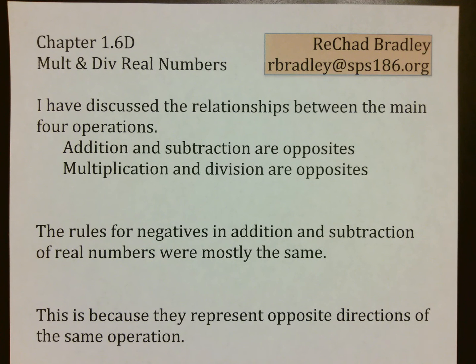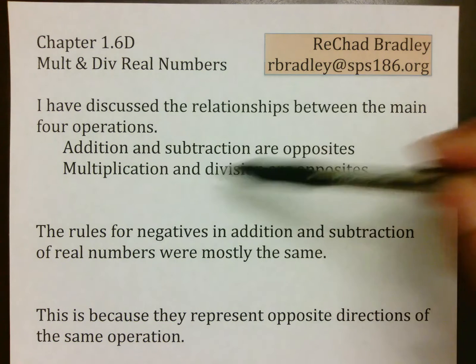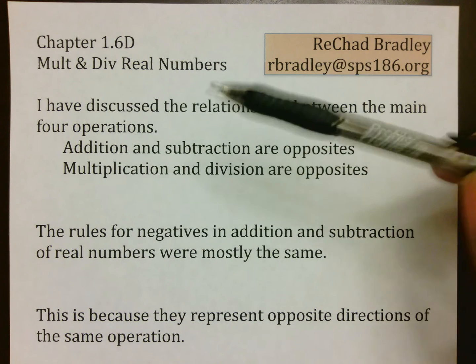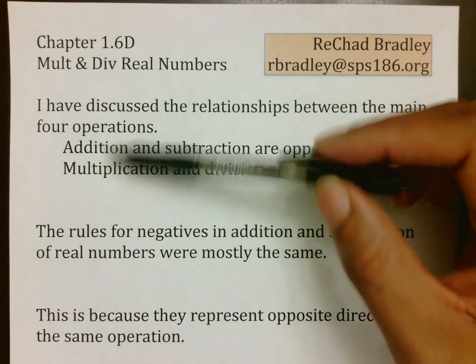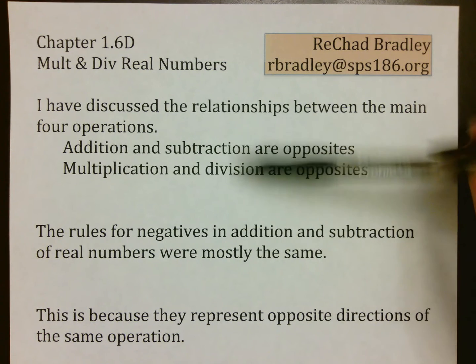This lesson's on 1.6D, multiplying and dividing real numbers. I have discussed the relationships between the main four operations. I've talked about how addition and subtraction are opposites and how multiplication and division are opposites. I've even gone as far as to point out, for your higher level math, that addition and multiplication are more like cousins because their rules are pretty similar, just like subtraction and division are pretty similar in terms of how their things work later on.